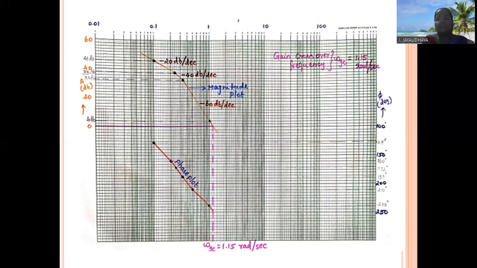Okay. Then next, how to find this omega GC. This is very important. How to find this omega GC value? Now you have to take your 0 dB line. That line will cut the magnitude plot at one particular frequency value, that omega value. So that is your omega GC. Therefore, your omega GC value is 1.15 radian per second. So this is the corner frequency value for this problem.